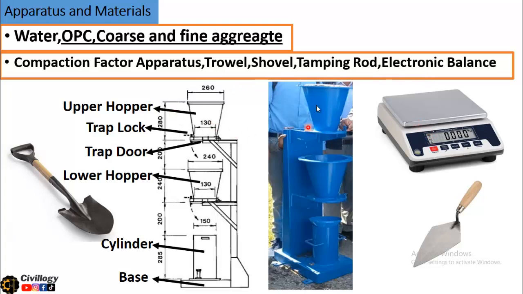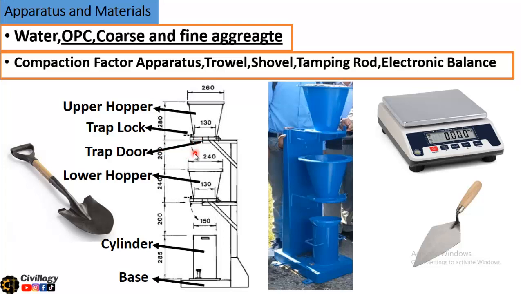If we look at this apparatus, you can see it comprises two hoppers, the upper hopper and the lower hopper. The dimensions are: the upper side of a hopper is 260 millimeters and the bottom is in conical shape, the depth of a hopper is 280 millimeters, and the difference between the two hoppers is 200 millimeters. As I told you before, the basic principle of this test is to allow the concrete to fall freely on its own weight.